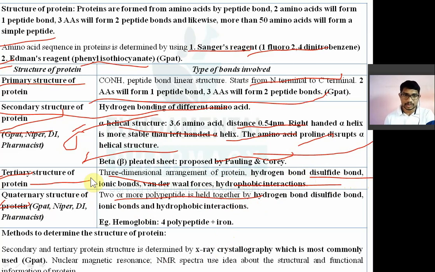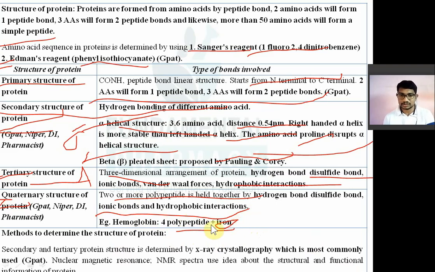So jo tertiary structure hai, ek protein hai, tertiary structure ka protein hai, isse do peptide ek ke sath banenge to usko bolenge quaternary structure of protein. So for example, hemoglobin is a quaternary structure of protein. Hemoglobin consists of four polypeptide chains, that is four globin chains, and iron containing heme molecules. That is known as hemoglobin.